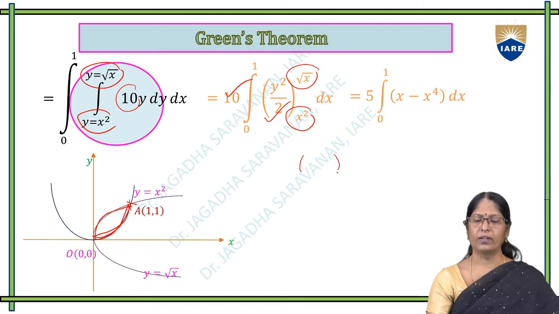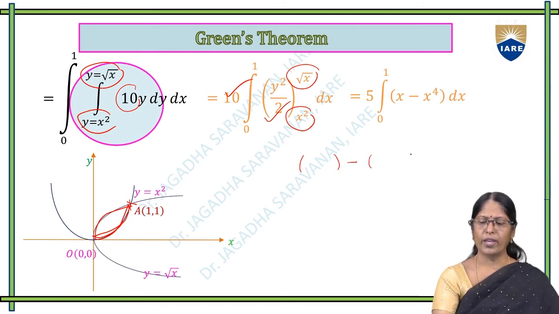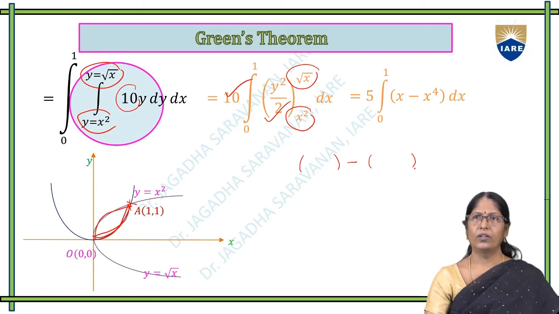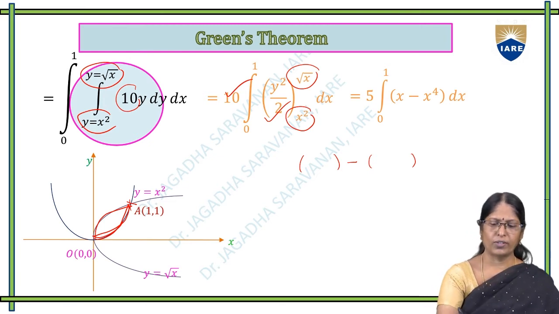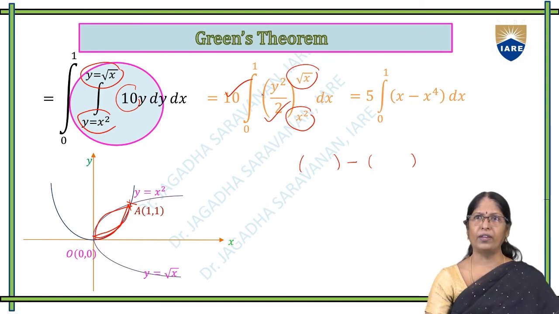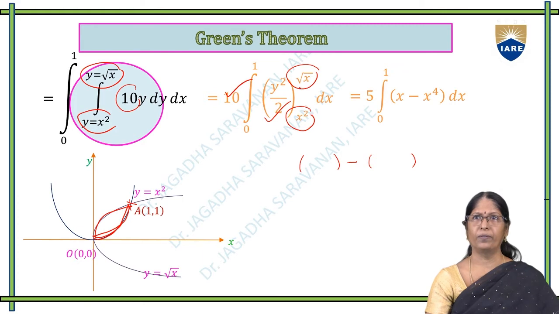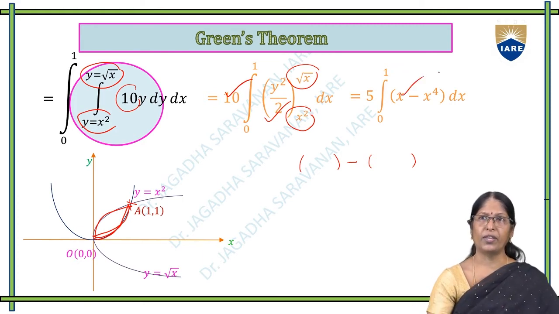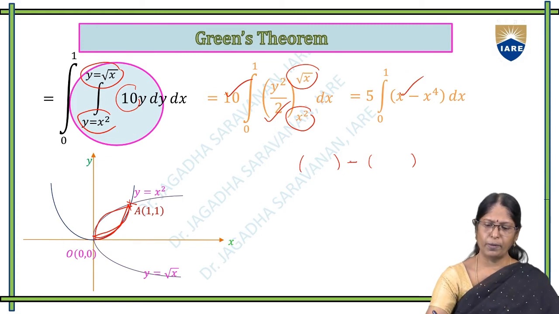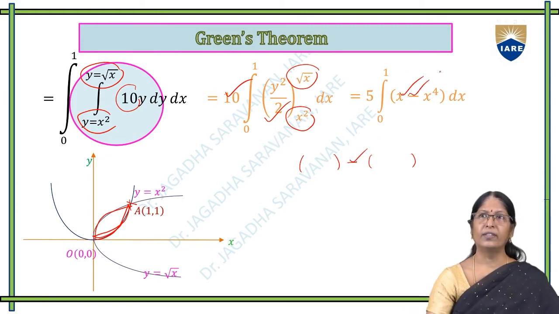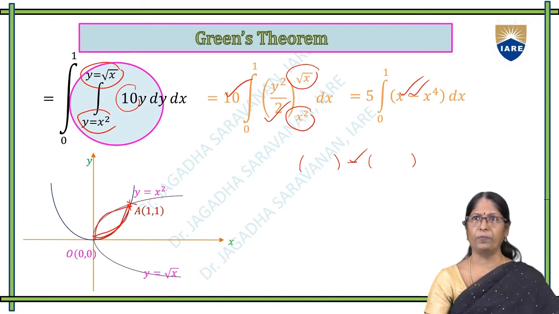upper limit minus lower limit. So the upper limit value is root x. In the place of y, we have to substitute. So substituting in the place of y, we get root x the whole square, which is nothing but x. This is the limit formula as it is. The negative sign is placed here.